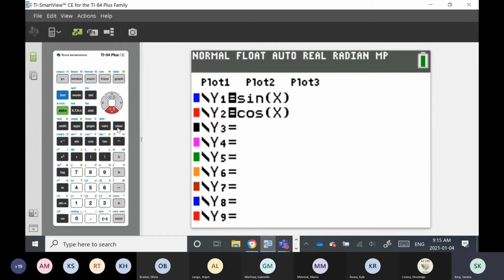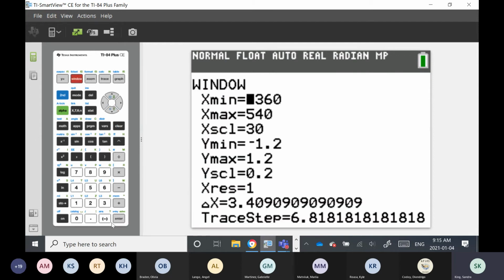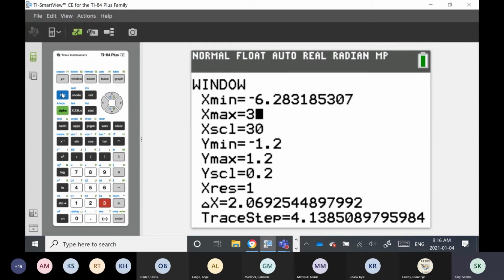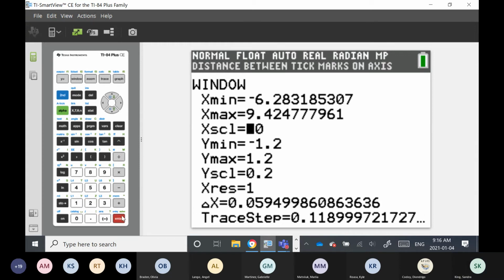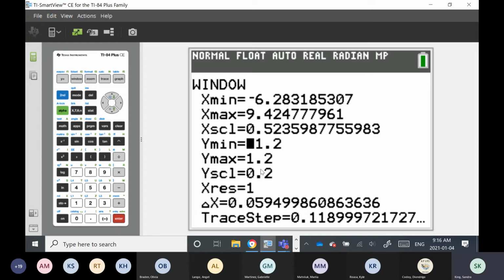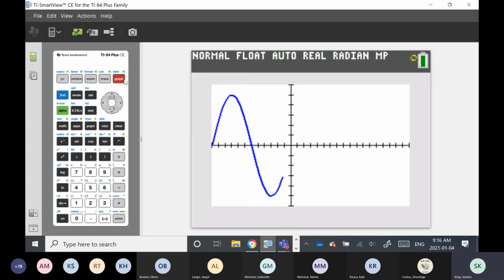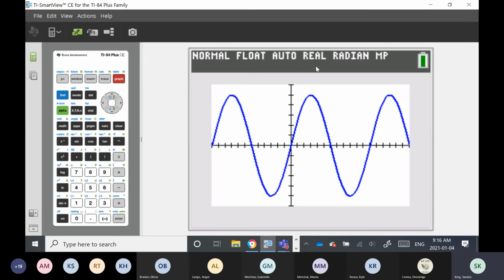So let's take out our cos graph. Let's go to our window. X min is negative 2 pi. X max is 3 pi. The scale is pi over 6. And then we've already got the y's in there. Now if I graph, there's your beautiful graph, which is identical to the degree graph, which it should be, because the unit circle can be done in radians or it can be done in degrees. But yeah, that's what the graph would look like.